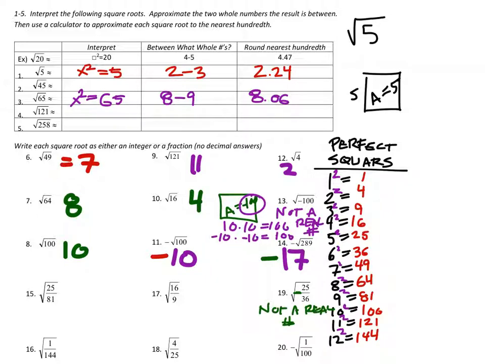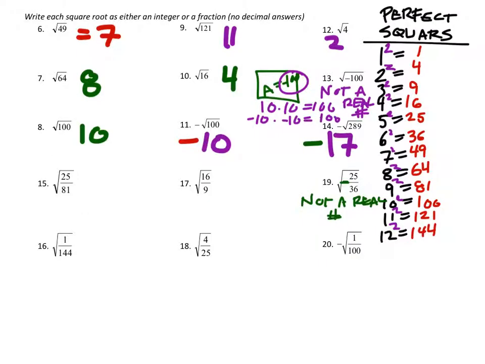Let's look at some of these other ones with fractions, okay? We got 15, which is the square root of 25 over 81. As it turns out, we can just take the square root of the numerator, 25, and the square root of the denominator, 81, and just separate these. And the reason why this is nice is because these are all going to be perfect squares. The square root of 25 is 5. The square root of 81 is 9. And that would be our answer right there.